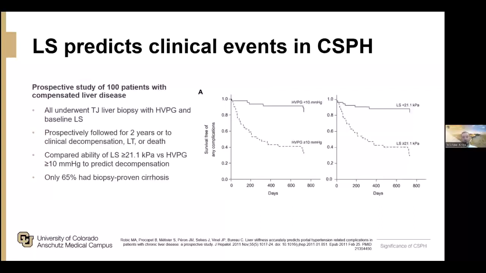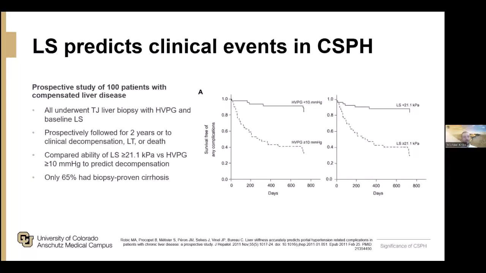Now, we can correlate the liver stiffness to an HVPG, but does it have the same clinical relevance? And this study aimed to answer that specific question. So this is a prospective study of 100 patients who had compensated liver disease, all of whom underwent transjugular liver biopsy with an HVPG and a baseline liver stiffness measurement. They were then prospectively followed for 2 years until they developed clinical decompensation, transplant, or death.